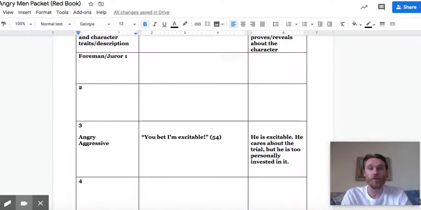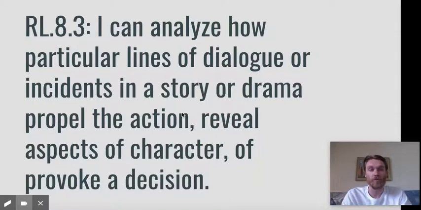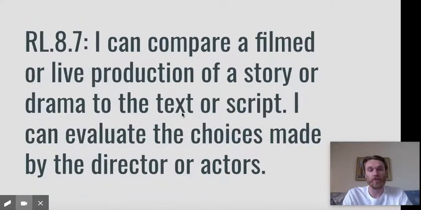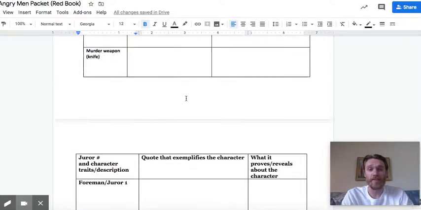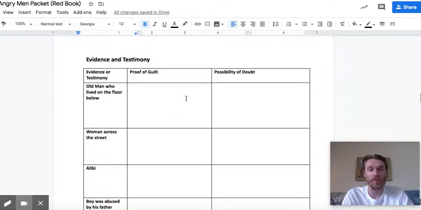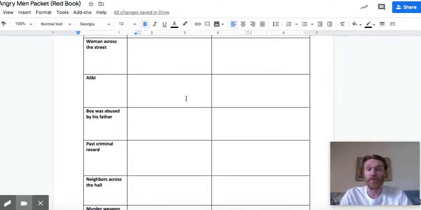So again, this is what we're really focusing on with 12 Angry Men, analyzing lines of dialogue. How does that reveal aspects of character? And then we'll take a look at some clips from the filmed version as well, to compare and contrast those two versions. So I'm excited to get started with 12 Angry Men. If you have questions, please feel free to ask me, but these are some of the resources that we'll definitely be using as we work through this play.